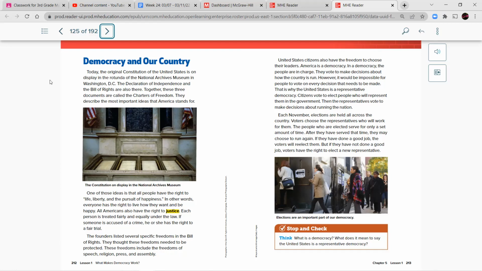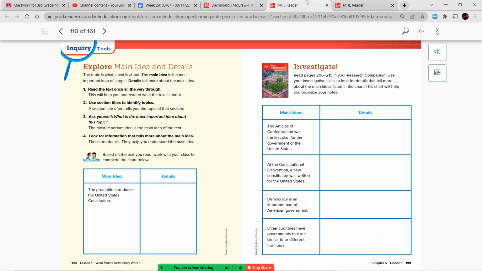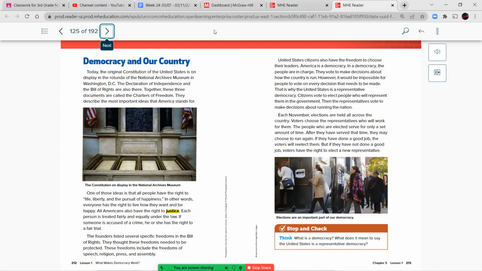So when we go back to our graphic organizer, our third section here, democracy is an important part of American government. Some details you could add there is that it gives Americans the freedom to choose their own leaders. Elections are held each year to either re-elect a representative or to elect a new one if they want to.